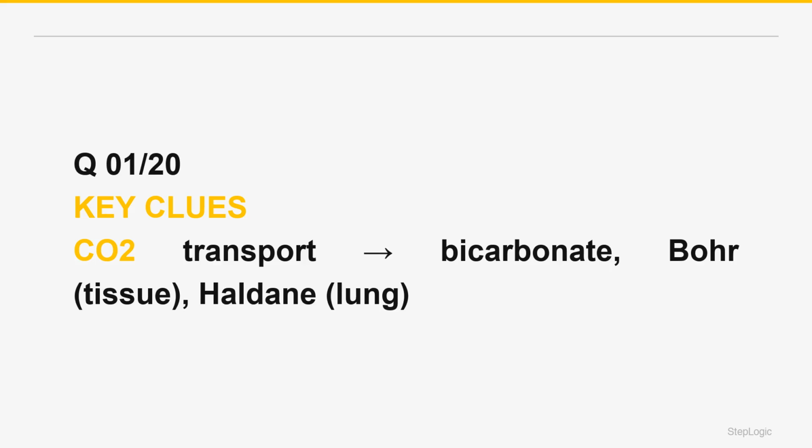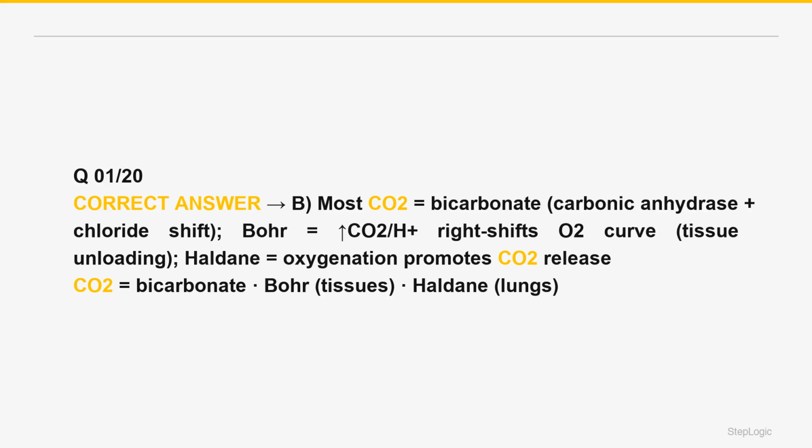CO2 is carried in the blood 3 ways: dissolved, 7%; bound to hemoglobin as carbaminohemoglobin, 23%; and the majority, 70%, as bicarbonate. In the red blood cell, carbonic anhydrase converts CO2 and water to carbonic acid, which dissociates into H+ and bicarbonate. The bicarbonate exits into plasma in exchange for chloride, the chloride shift, and the H+ is buffered by hemoglobin. This is the main vehicle for getting CO2 from tissues to the lungs. The correct answer is B.